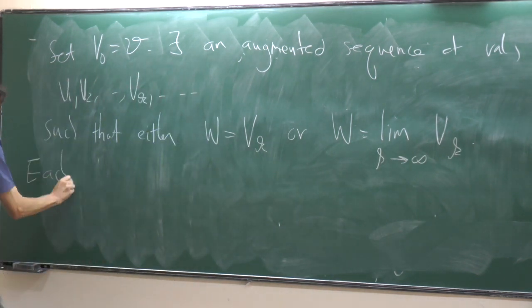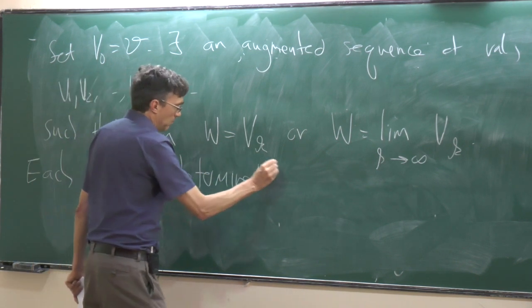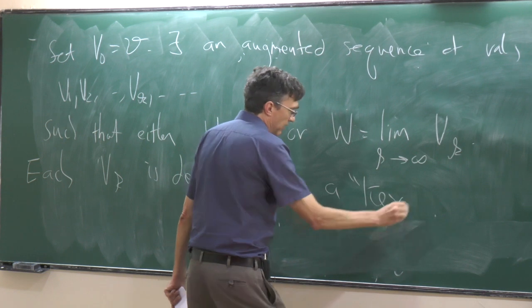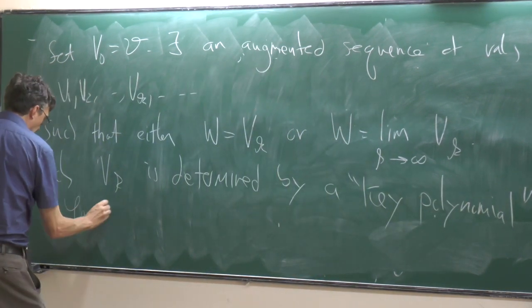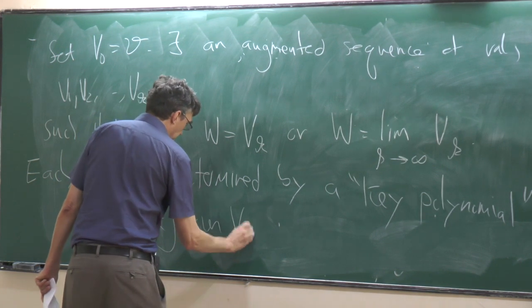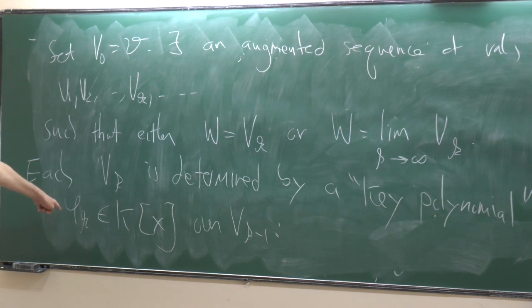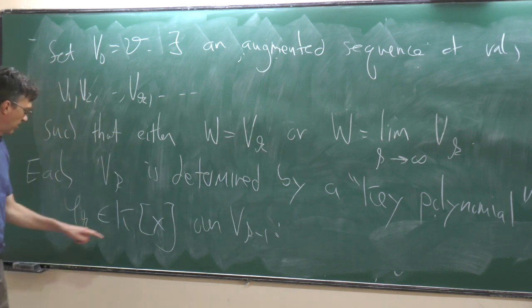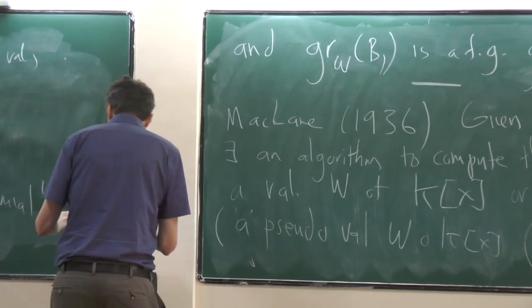Now, this is where I wish I had more time to talk about it, but I'll say something: each Vk is determined by what MacLane calls a key polynomial, phi sub k, which is contained in K of x, over V_{k-1}. Okay, and somehow if you construct these things, you get a nice algorithm for computing the value of anything in K of x. These things are all unitary of increasing degree, and using Euclid's algorithm, you expand an arbitrary element in here in terms of these, and you can read off what the valuation is from that.